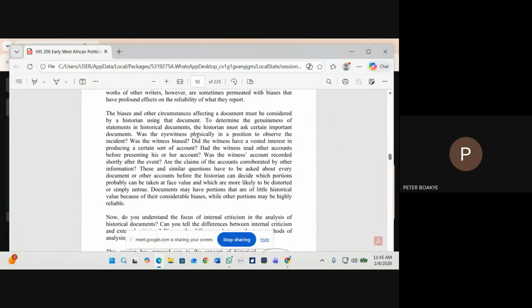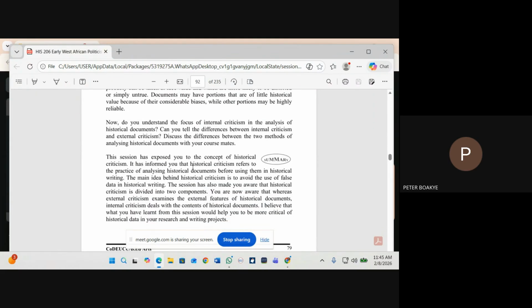Was the eyewitness physically in a position to observe the incident? Was the eyewitness biased? Did the witness have a vested interest in the issue at stake? Had the witness read other accounts before presenting? All these are some of the important questions that we need to ask.